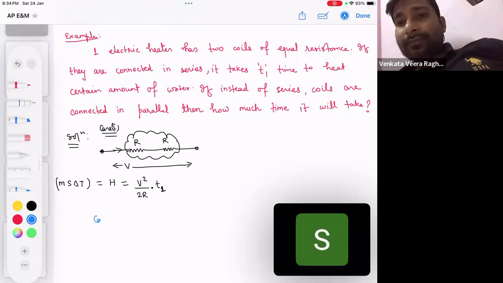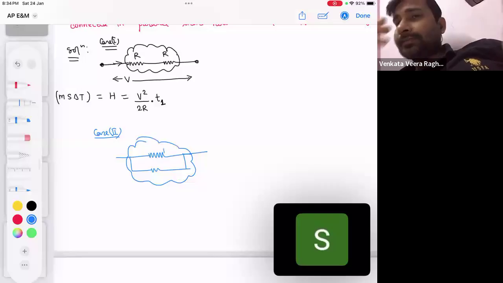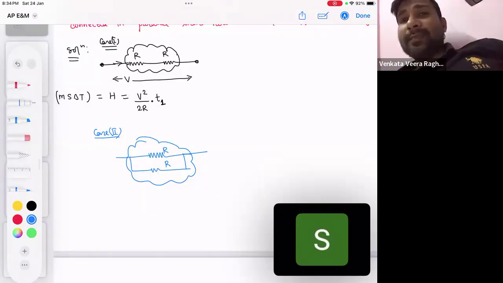Second case. In the second case, what I am going to do now is these two coils, which have the same resistance R, are now connected how? Parallel, right? But you still have to increase the temperature of the same amount of water by the same temperature difference. So this time how much heat is needed? You still need the same amount of heat, ms delta T. Let's call that heat H. Now tell me, is the supply voltage still V?